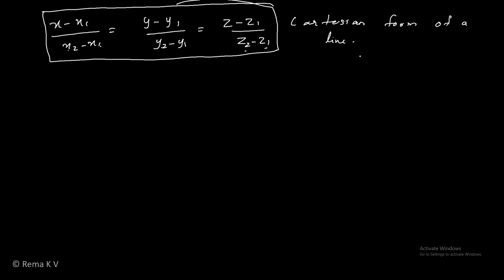So the vector form is vector r is equal to vector a plus lambda into (vector b minus vector a). This is the vector form, and the Cartesian form is (x minus x1) by (x2 minus x1) equals (y minus y1) by (y2 minus y1) equals (z minus z1) by (z2 minus z1).